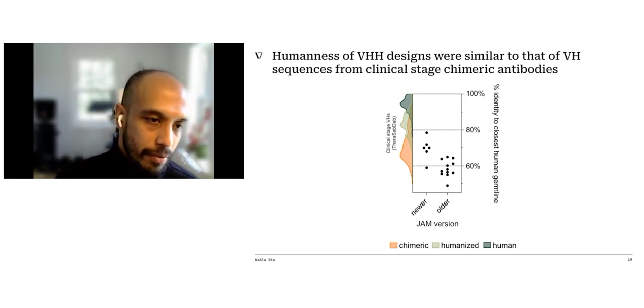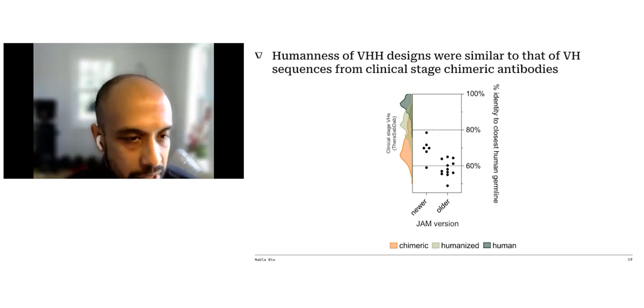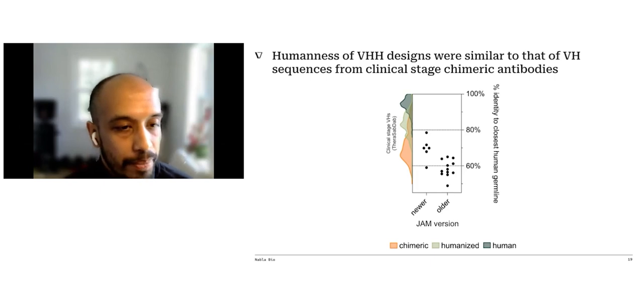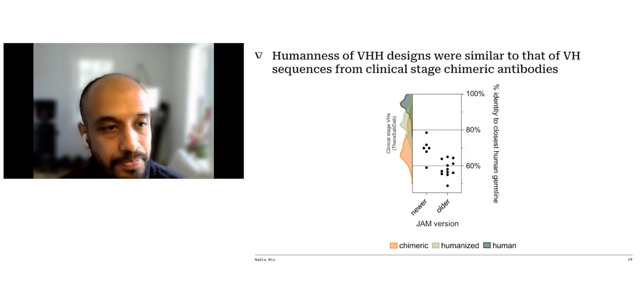So if you look at, for example, chimeric antibodies, where the V domain comes from another non-human species, that's the orange distribution. The light green distribution is for humanized antibodies, and then the dark green distribution is for fully human antibodies. So you can see our designs, which are the black dots, sort of overlap with chimeric or humanized antibodies, which is lower than we would like. And so this is, at least at the time of these results, a limitation of the designs that JAMs are making.